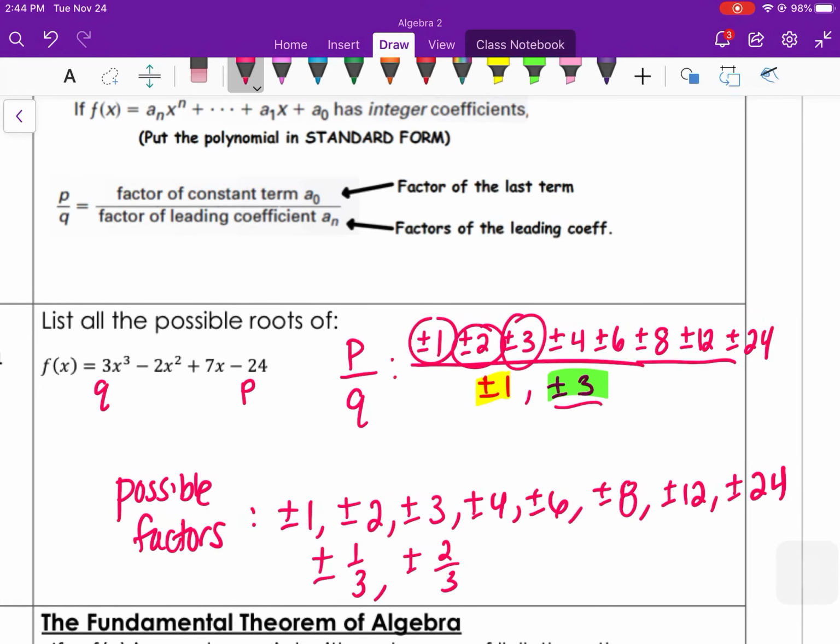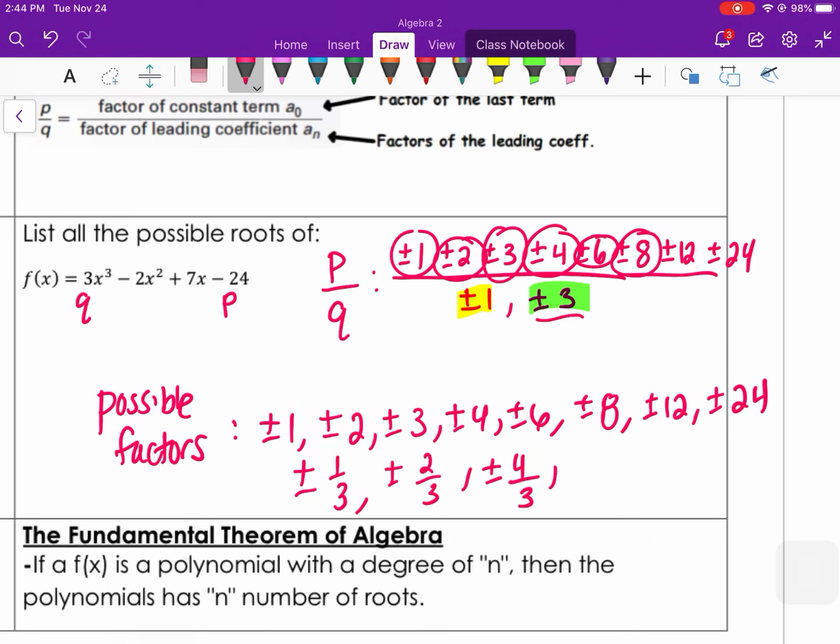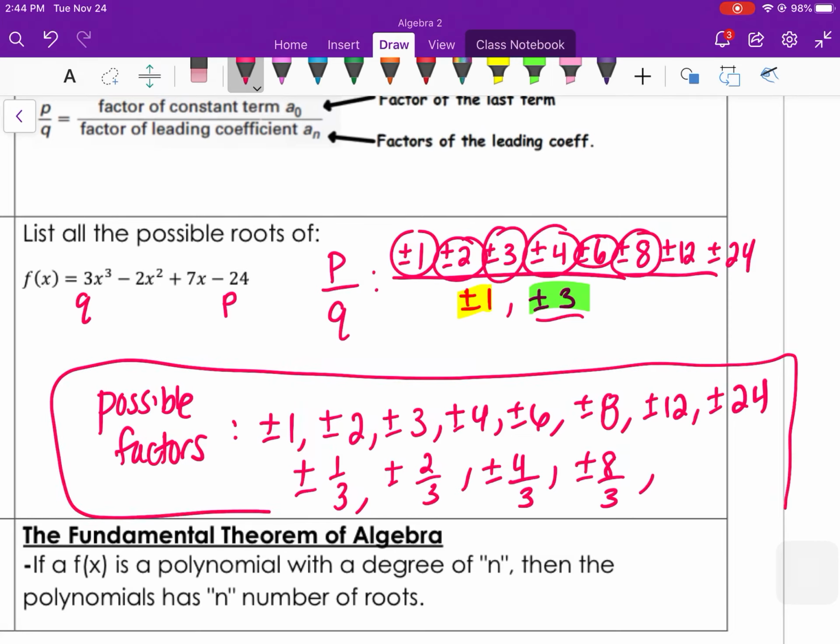Now 3 divided by 3 is 1. I've already listed that. And then I have 4/3. That's a possible root. 6 over 3 is the same thing as 2. It's already been listed, so I don't need to rewrite that. And then 8 divided by 3 would be 8/3. That's a possible root as well. 12/3 is 4. That's already been listed. And 24/3 is 8, already been listed. So all of these are my possible answers for this particular problem.